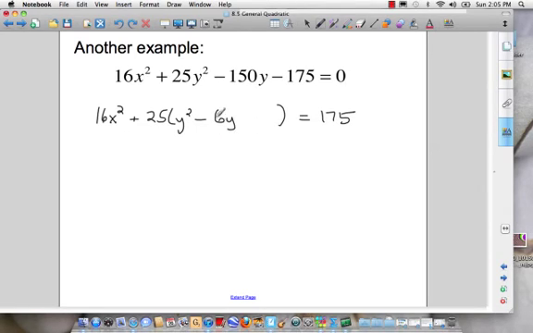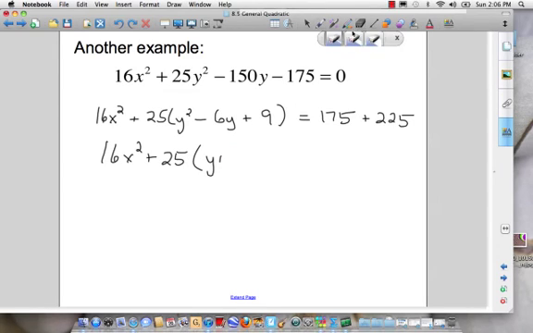Now, to complete the square on y, half of negative 6 is negative 3. Negative 3 squared is positive 9. So I need to add a 9 to the other side as well, except it's really 25 times 9. And 25 times 9 is 225. Okay, so 16x squared plus 25 times y squared minus 6y plus 9 factors into, oops, y minus, not y plus, y minus 3 squared, and 175 plus 225 is 400.